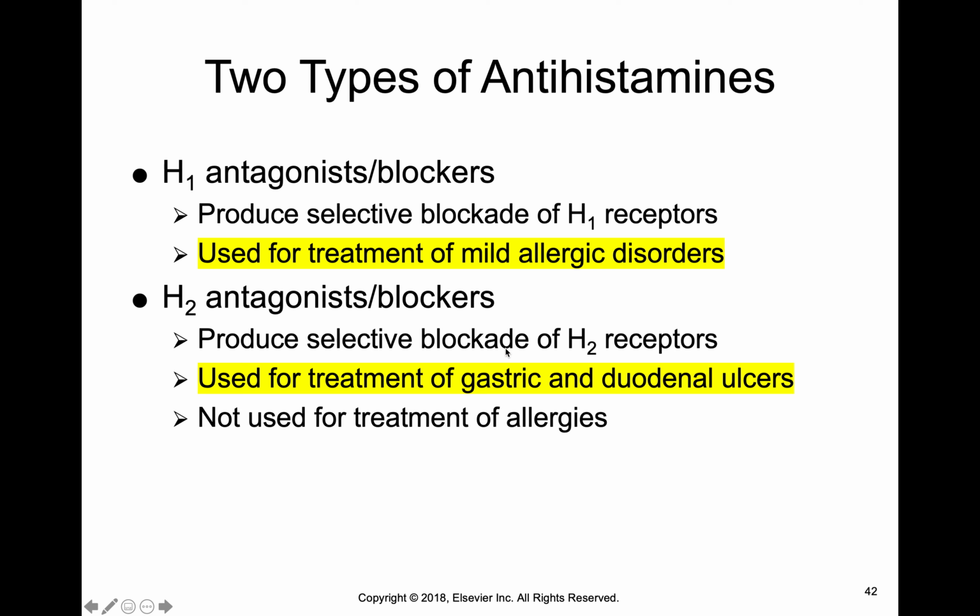Okay, so we have H1 blockers. These are the antihistamines that we're really most used to. When we say antihistamine, we're really talking about H1 receptor blockade, and that's for mild allergic reactions like seasonal allergic rhinitis. And when we talk about H2RAs, that's to block the production of stomach acid.